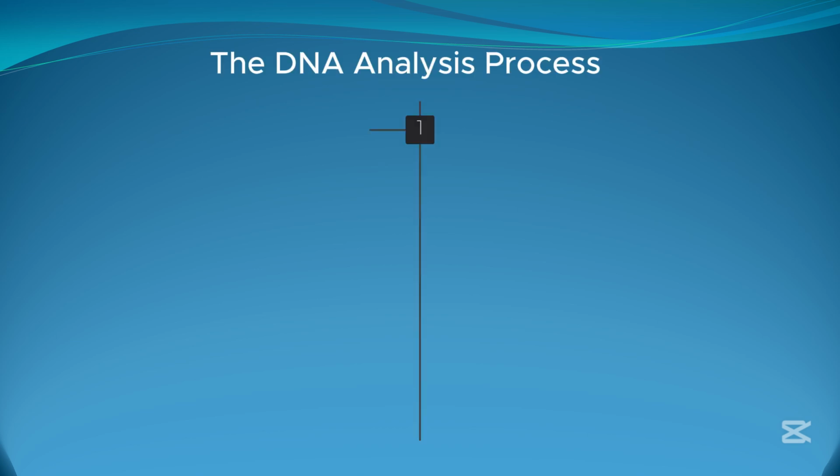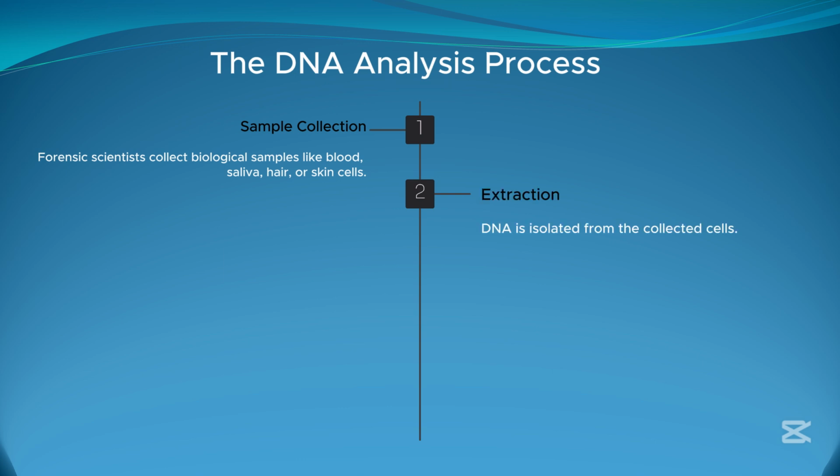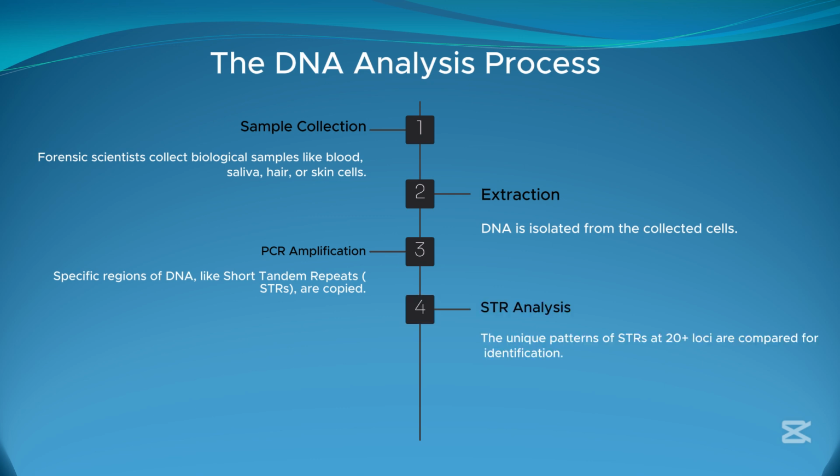Now we discuss the DNA analysis process. First step is sample collection. Forensic scientists collect biological samples like blood, saliva, hair, or skin cells. Second is extraction. DNA is isolated from the collected cells. Third is PCR amplification. Specific regions of DNA, like short tandem repeats, STRs, are copied. Fourth is STR analysis. The unique patterns of STRs at 20+ loci are compared for identification. Fifth is interpretation. DNA profiles are matched to databases like CODIS for identification.